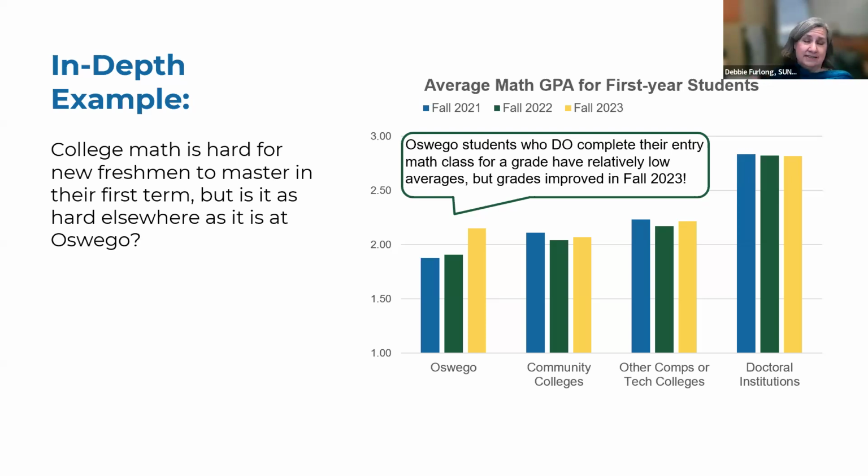So I see two things here. This is the average math grade for those same students in those same courses. The two things I see, one is that Oswego's grades are low. You know, we are more like community colleges than we are tech schools, and the students going to the doctoral schools are kicking it out of the park. The other thing I see is that things really did look quite a bit better in fall of 23. Which does not surprise me because I know we have been working on these issues. So it's very heartening.